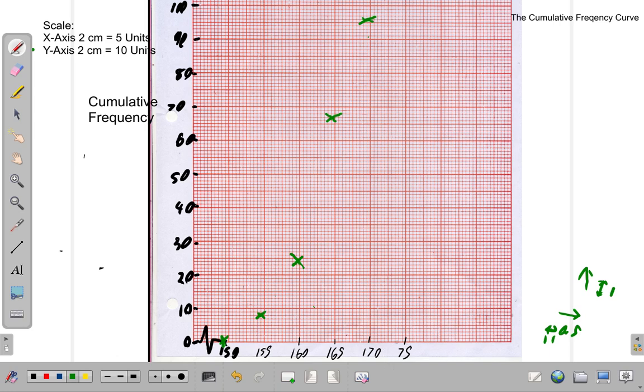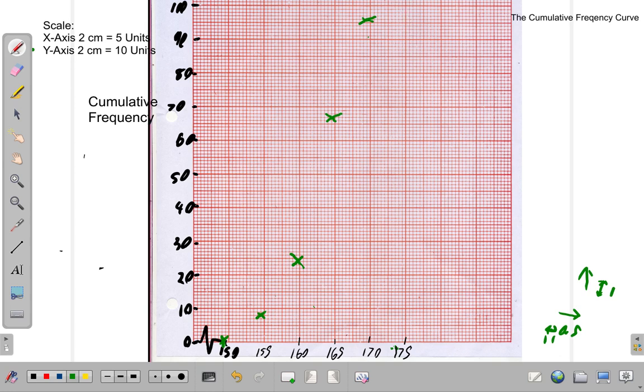174.5, 100. I didn't put the 1 here. I put 75. It should be 175. Let me make this right. It should be 175, 100. Where is 175, 100? See if we can find it. Well, 174.5, 100, I should say.